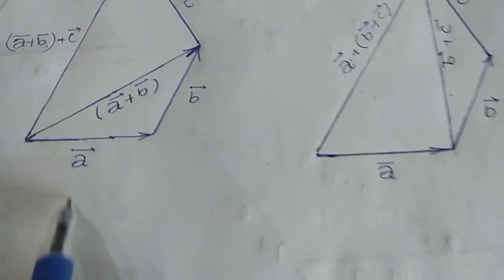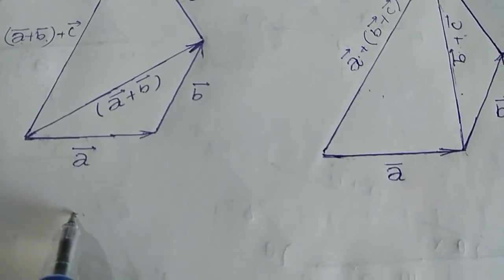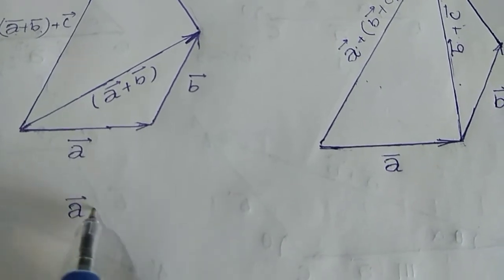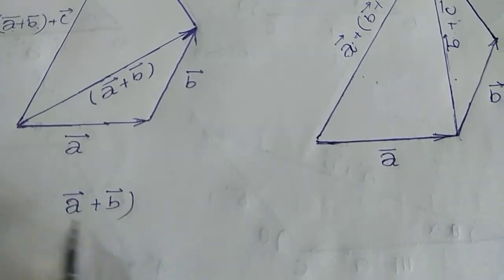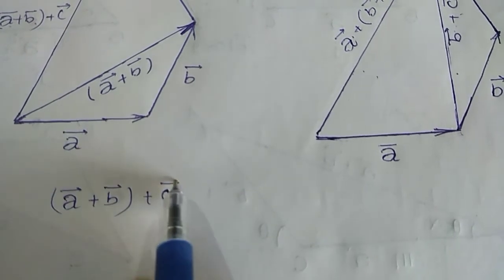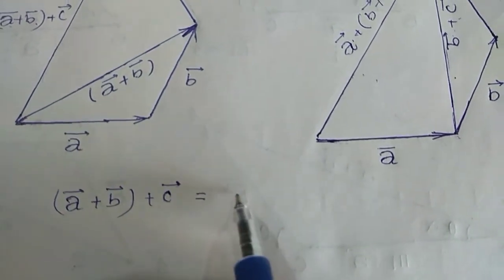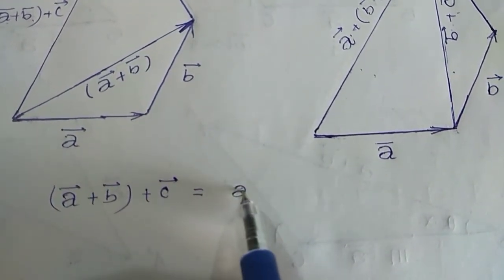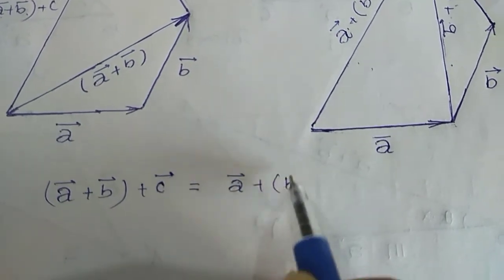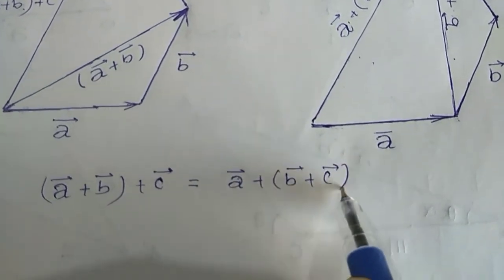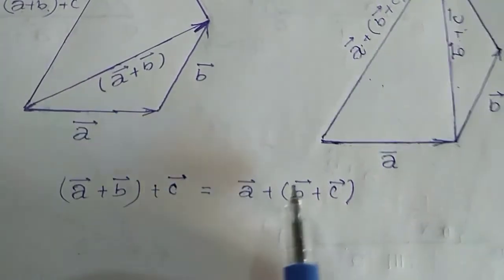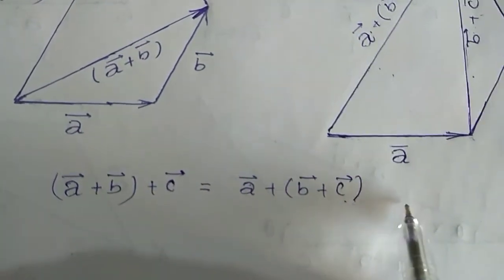This is known as the associative law. So A plus B, then plus C, is A, then B plus C. It is known as the associative law.